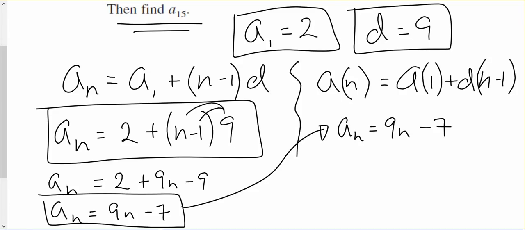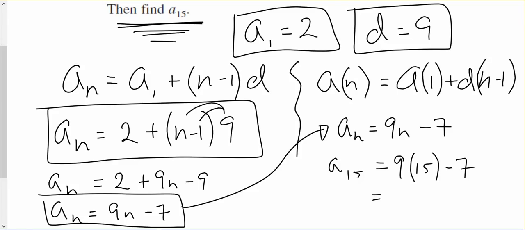So if I wanted to find the 15th term, that's what a sub 15 means. So a sub 15 would mean to just plug in a 15 for n. So what's 9 times 15? Well, 10 times 15 is 150, so 9 times 15 would be 150 minus 15, so that's 135. And 135 minus 7 is 128. So our 15th term is 128.